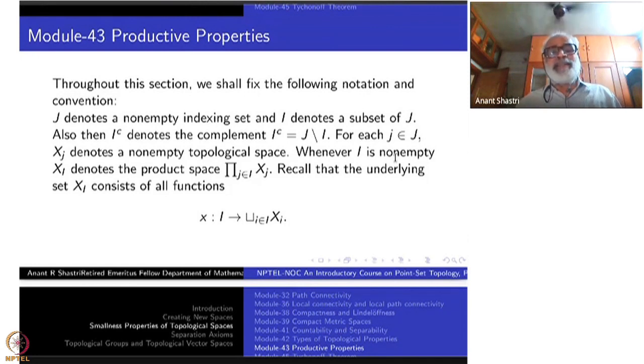As promised last time, today we shall study productive properties. Whatever topological properties we have made, we will verify which one is productive, which one is not. That is the whole idea of today's talk.